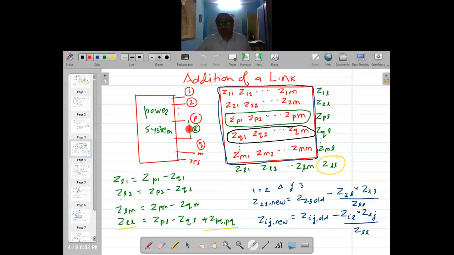And then we modify all this because ultimately we are going to remove this temporary node L. So that temporary node L is removed, and since there is no new node added, the link makes the difference that every element of the existing Z bus is going to change. The formula is given like this: Zij new is equal to Zij old minus ZIL into ZLJ divided by ZLL. So this we are going to see through an example.